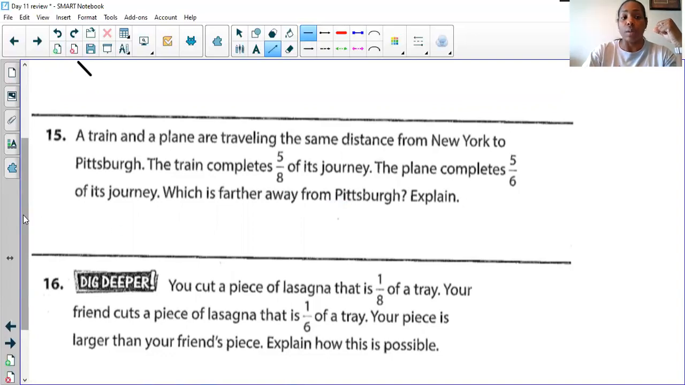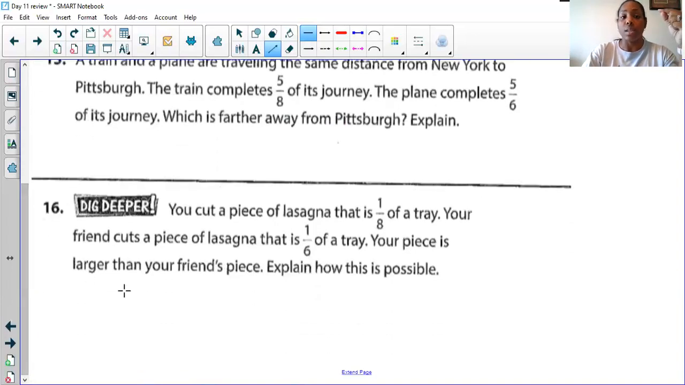And then if you take a look at number 16, it says dig deeper. You cut a piece of lasagna that is 1/8 of a tray. Your friend cuts a piece of lasagna that is 1/6 of a tray. Your piece is larger than your friend's piece. Explain how this is possible.